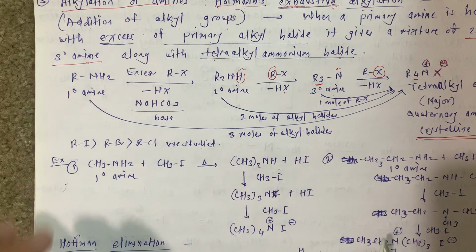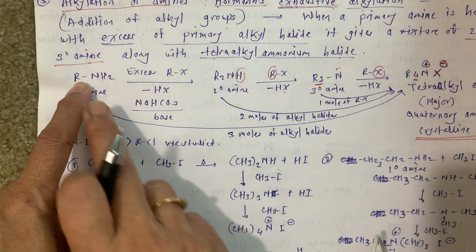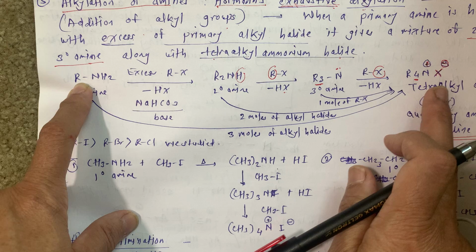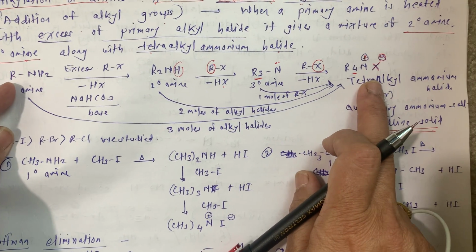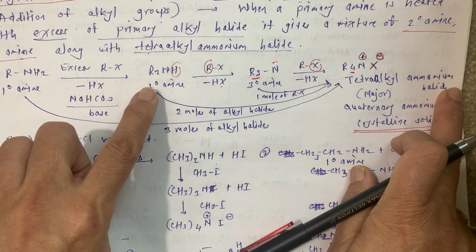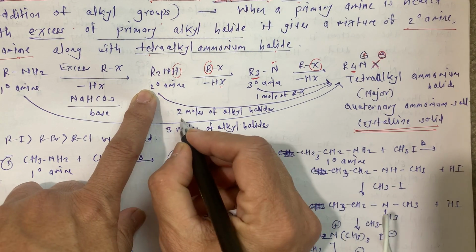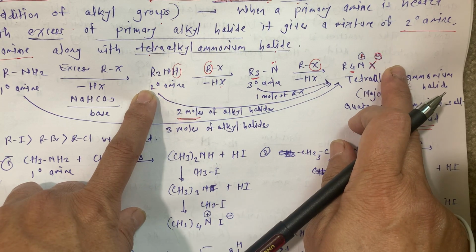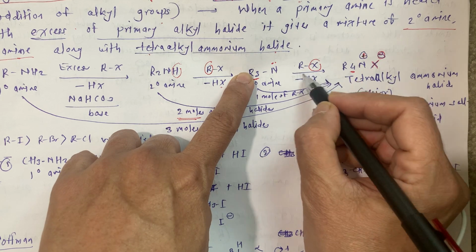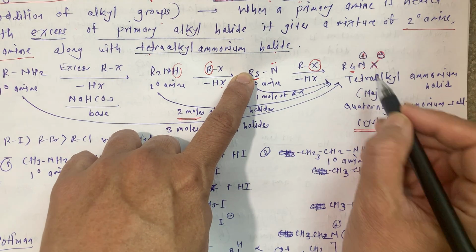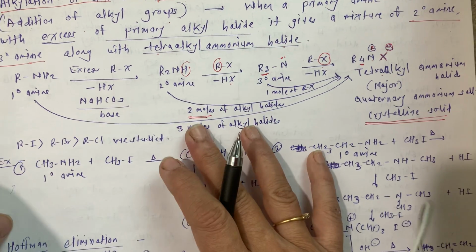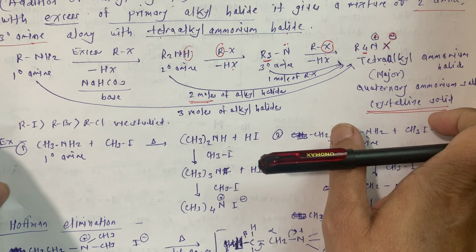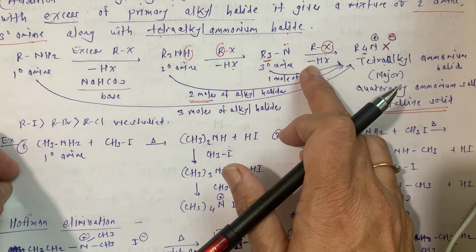So what exactly happens? With the primary amine, it acquires 1, 2, 3, so 3 moles of alkyl halide are converted into tetraalkyl ammonium halide. When we consider a secondary amine, 2 moles of alkyl halide are converted into tetraalkyl ammonium halide. When it is a tertiary amine, only 1 mole of alkyl halide is converted. This explanation I have given in the form of the reaction given in the description in our textbook. So, 3 moles, 2 moles and 1 mole.